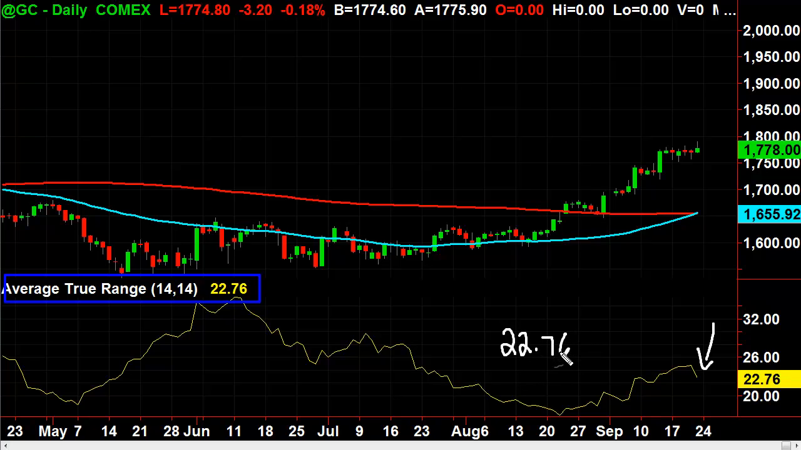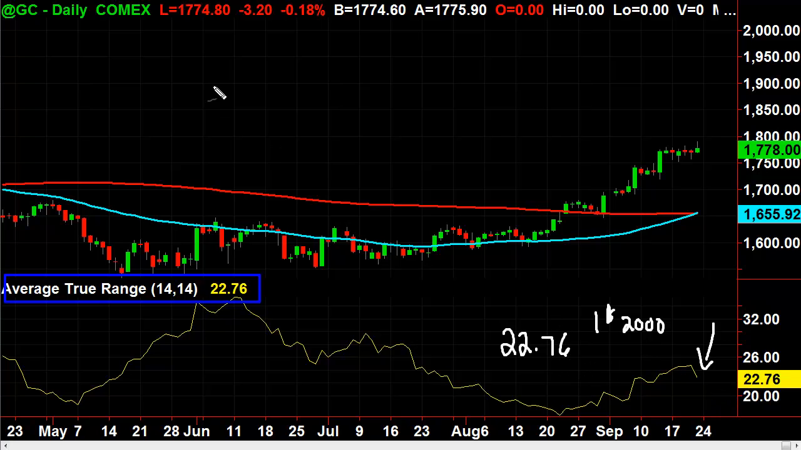If you're going to hold this for longer than a day, you're going to have to use a stop that's wider than 22 points. Now, that's a pretty big stop, because for one contract, that's going to be $2,000. All right. So you're going to have to use lower size in order to hold on to this thing properly.